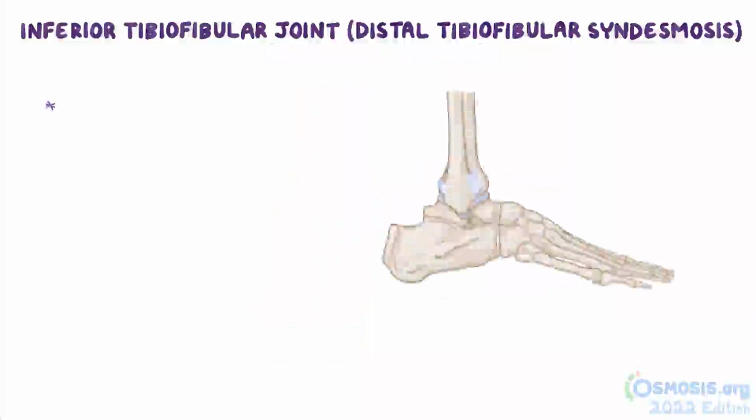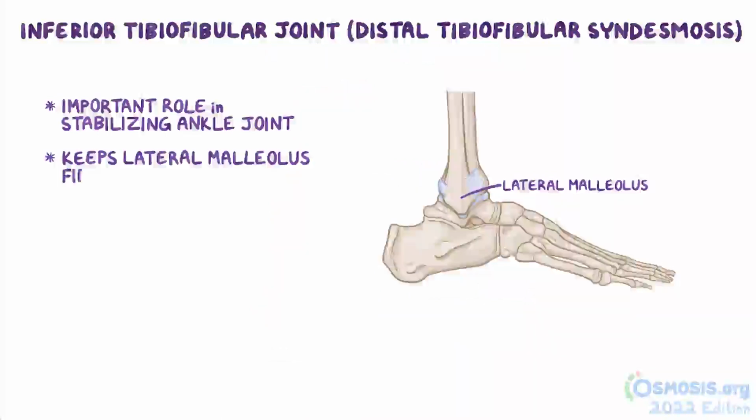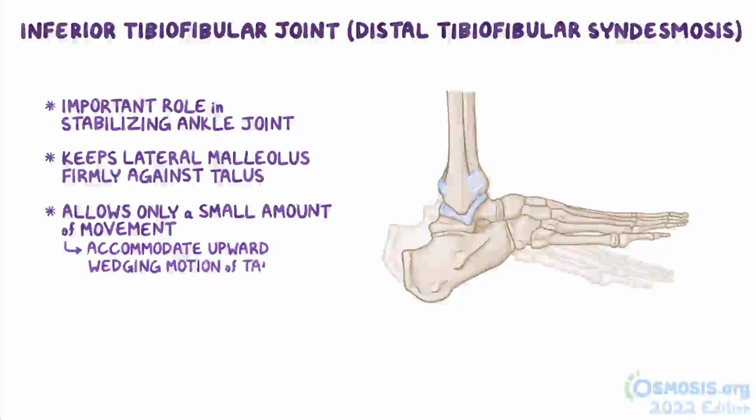This joint plays an important role in stabilizing the ankle joint because it keeps the lateral malleolus firmly against the lateral surface of the talus. This joint allows only a small amount of movement to accommodate the upward wedging motion of the talus during dorsiflexion of the foot.